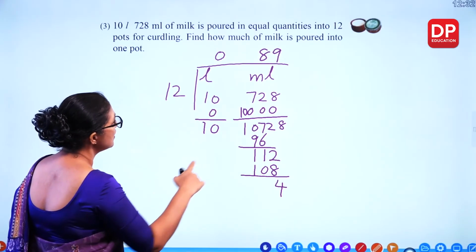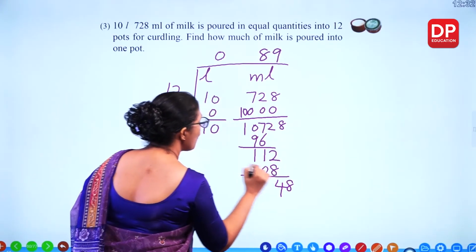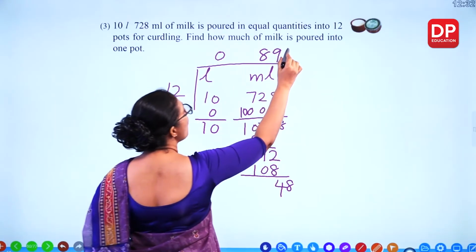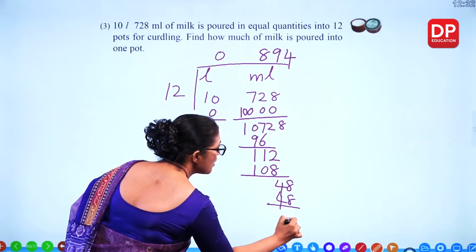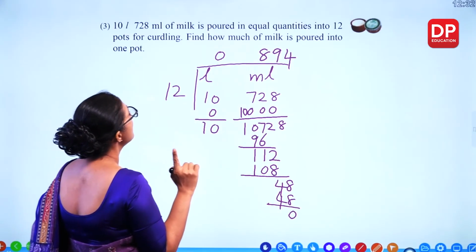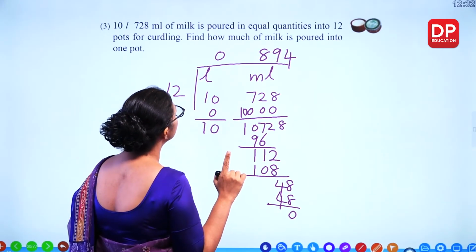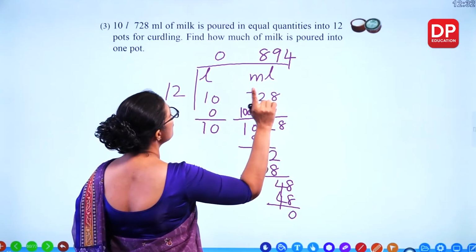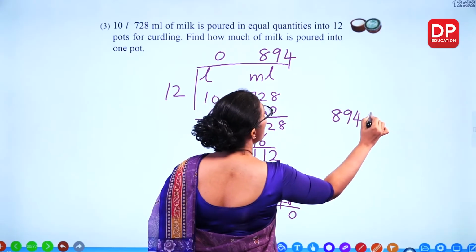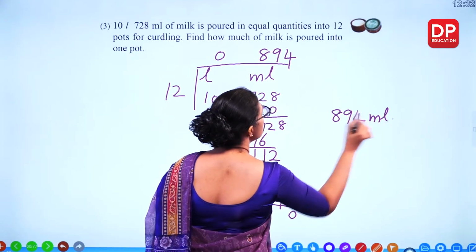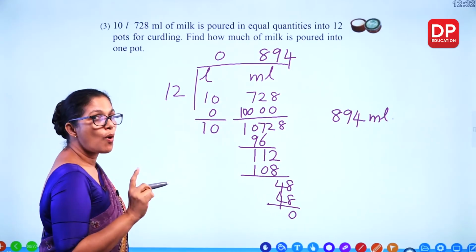Now what's the number? 8. For 48, that's 4. 4 times 12, 48. 0 remaining. So what's the amount of milk poured into one pot? 894 milliliters of milk into one pot.